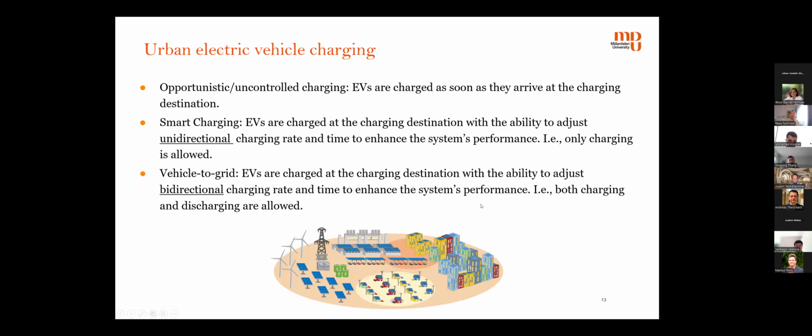Okay, now enough with some introduction. In our case study in a Swedish city in the east, we also want to simulate how much impact EV charging can have on the city energy system. So we then define 3 charging scenarios. First, opportunistic: EVs are charged as soon as they arrive at the charging destination. Second, smart charging: EVs are charged at the charging destination with the ability to adjust unidirectional charging rate and time, which means that only charging is load. And third, vehicle to grid, also with the ability to adjust charging rate and time, but then it can do both charging and discharging.